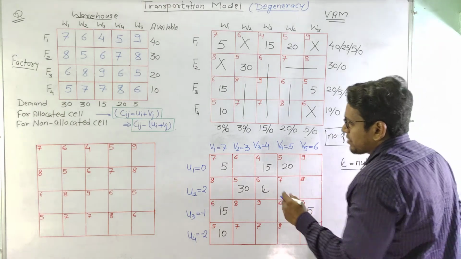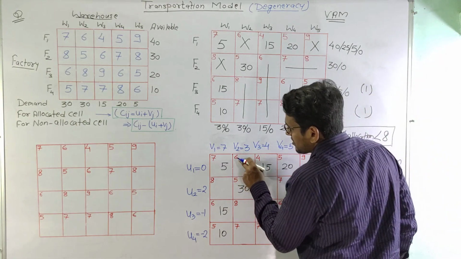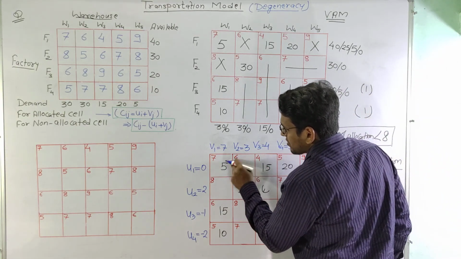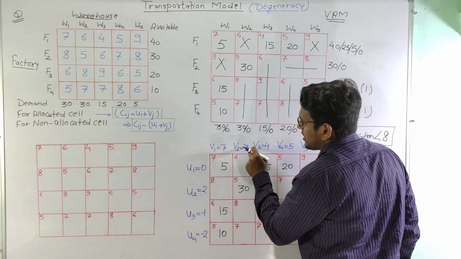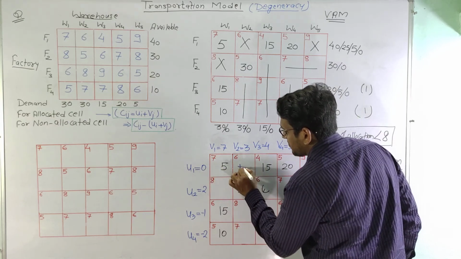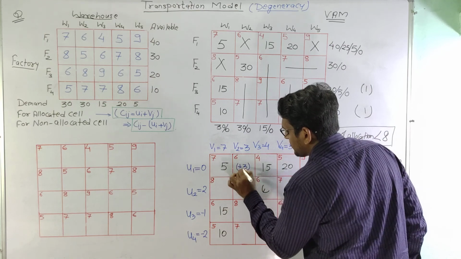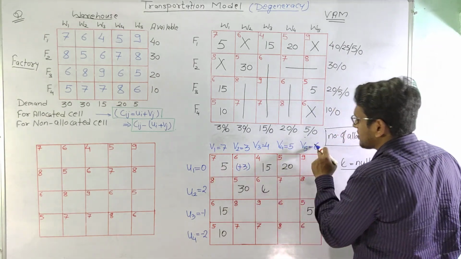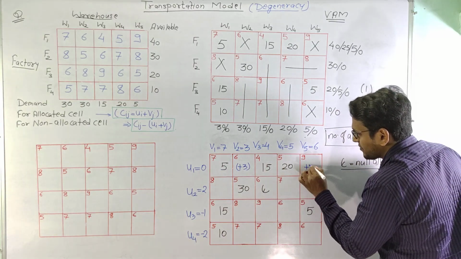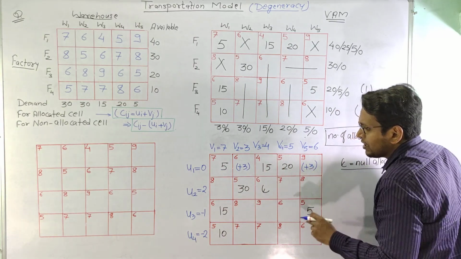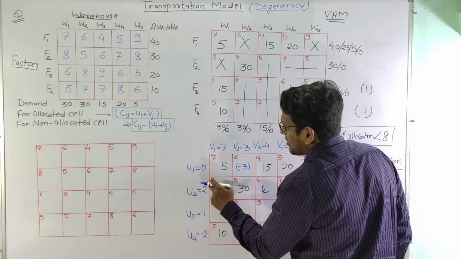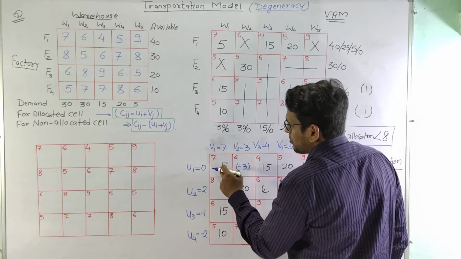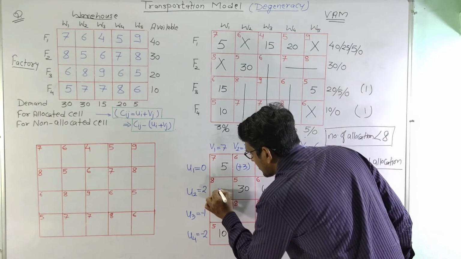That means for cell 1 2, Cij is 6 minus (0 plus 3). That means 6 minus 3 is plus 3. So this will be plus 3. Similarly, here 9 minus (0 plus 6). That means 9 minus 6 is plus 3. So this will be plus 3. This is 8 minus (2 plus 7). So 2 plus 7 is 9. So 8 minus 9 is minus 1.